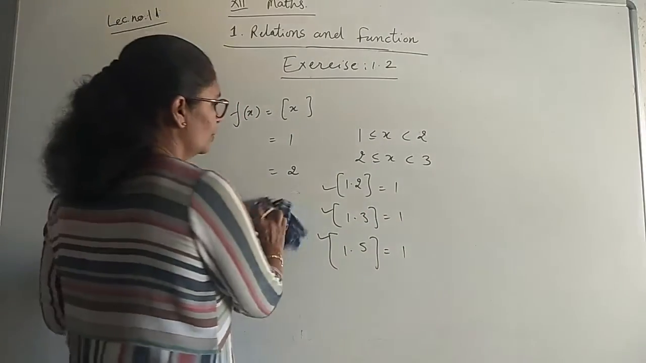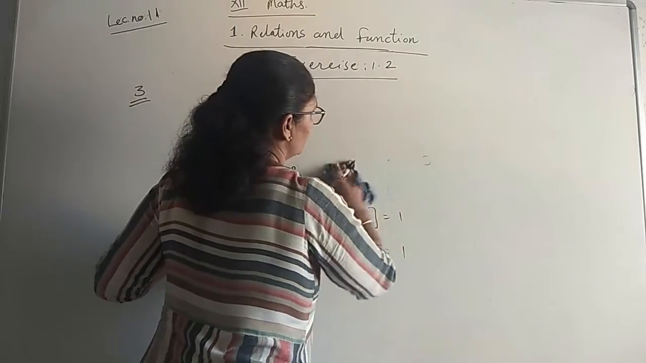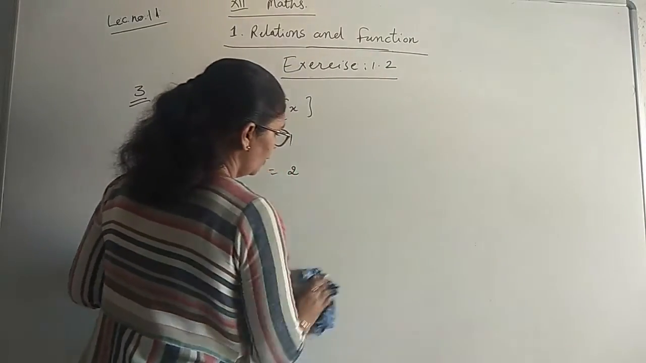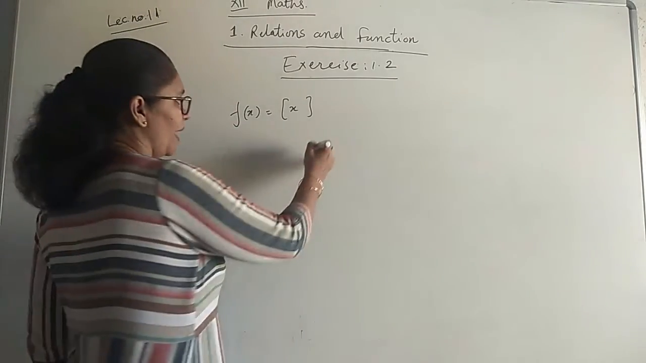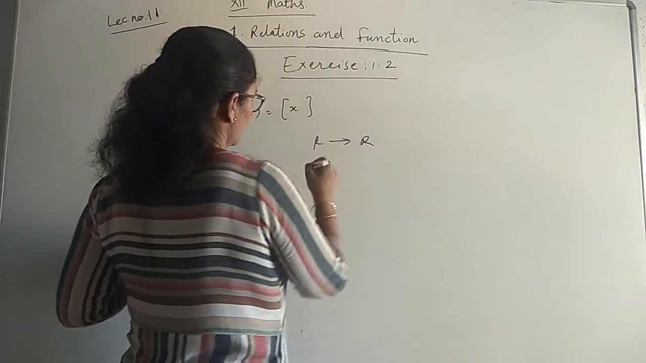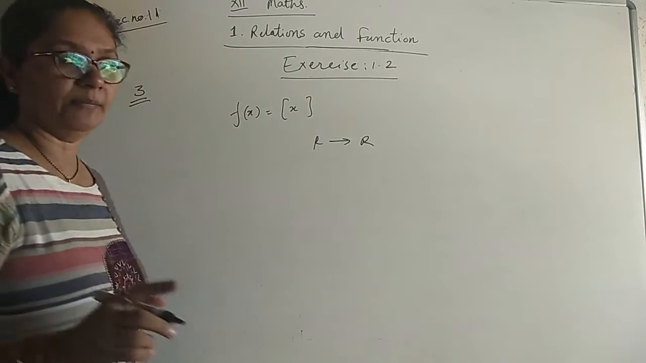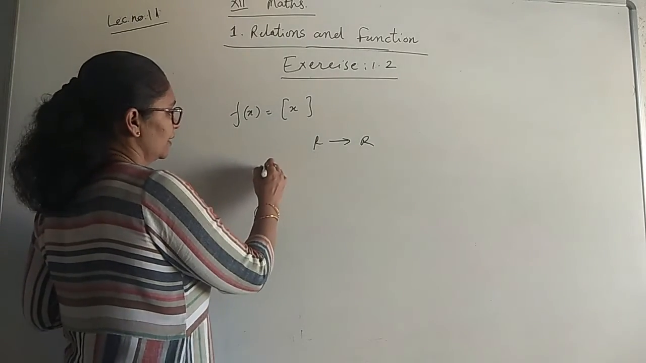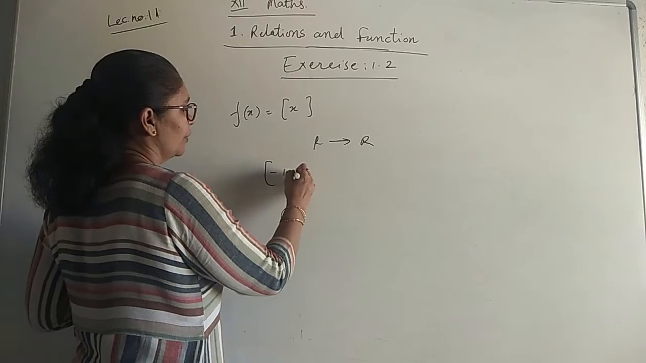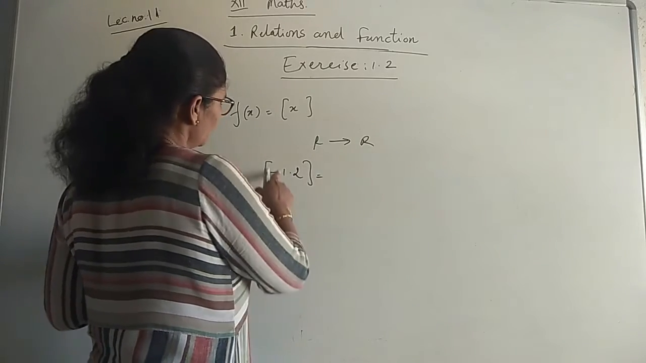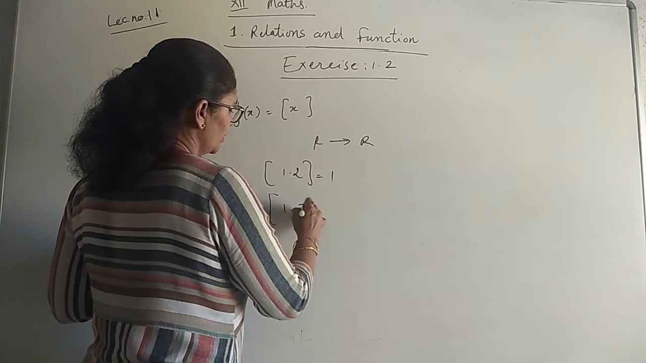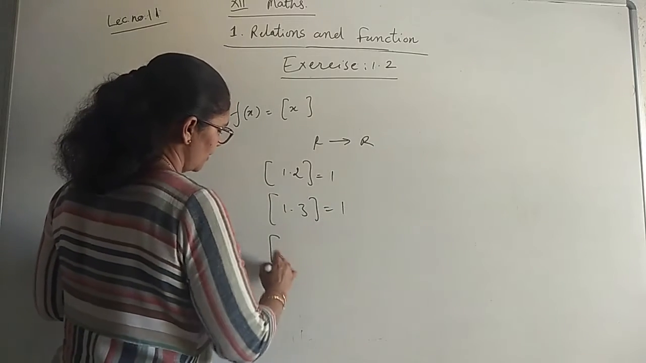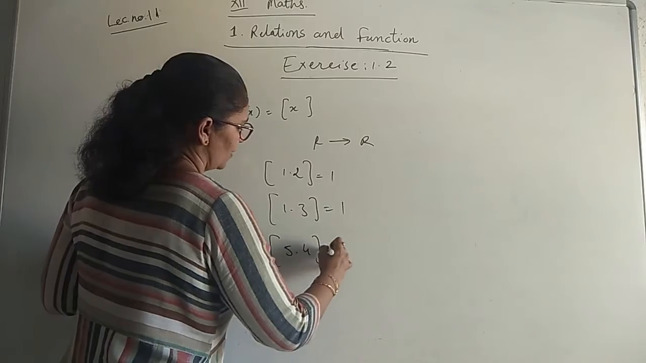So the first part is proved: it is not one-one. Okay, now we have to check range and codomain. The function is mentioned from R to R, so you have to consider all real numbers. If we take plus 1.2, you get 1. For 1.3, you also get 1. Suppose 5.4, then you get 5.